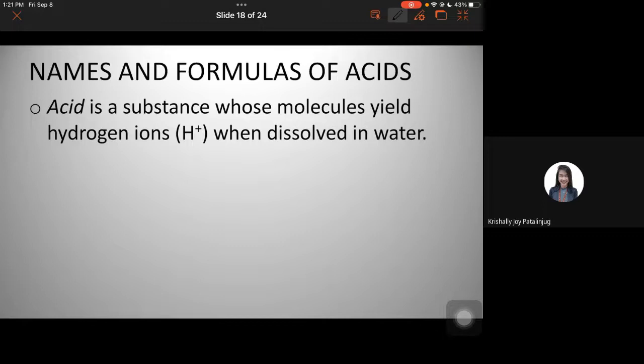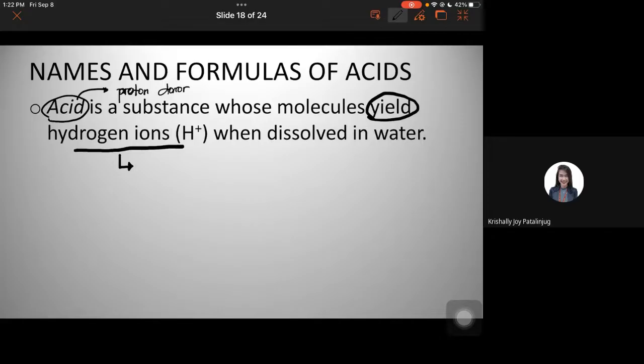Next, after ionic compounds, let's proceed to acids. Before we write names or formulas of any acids, let's first define what an acid is. An acid is any substance whose molecules yield hydrogen ions when dissolved in water. That's a characteristic of acids. Just take note, they are said to be proton donors.